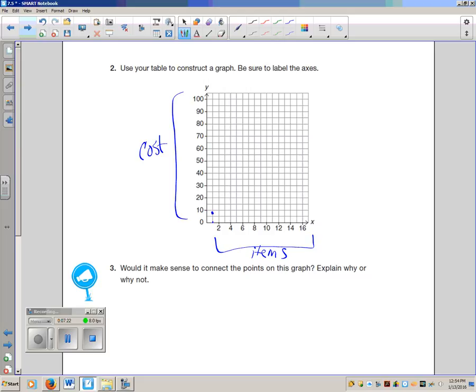Carnegie does not give us a lot of room to do graphs. 8 was 48. That's where it might help to draw the lines up. 48 goes there. 16 was 96. Put down 16. And there's 96 right there. And 5 is 30. 5 right here, and 30.